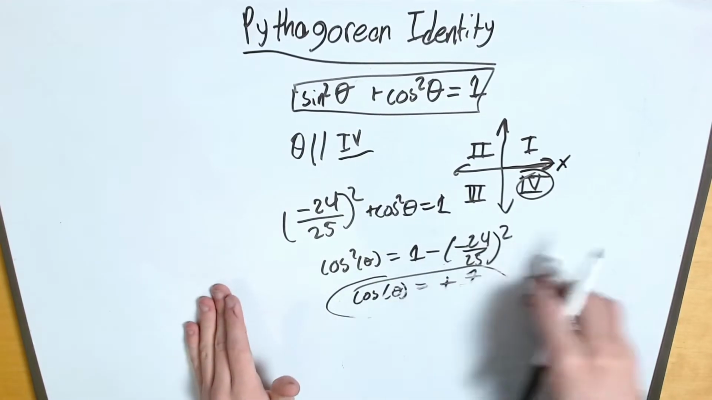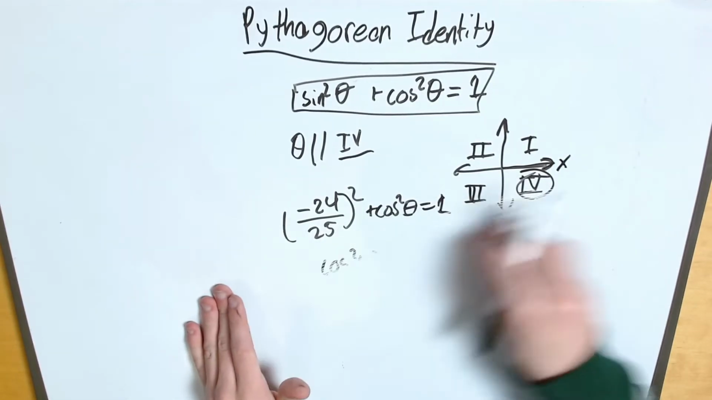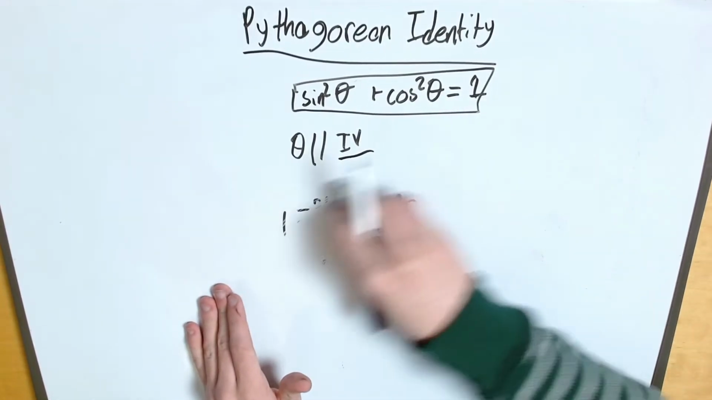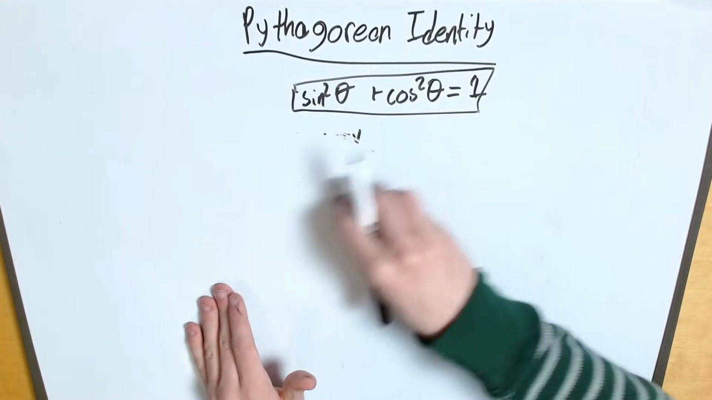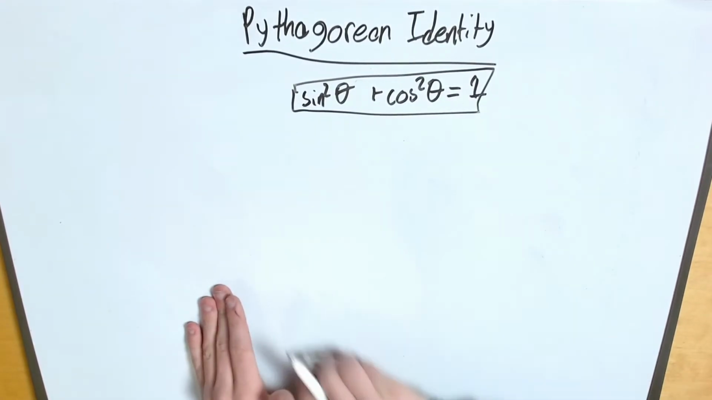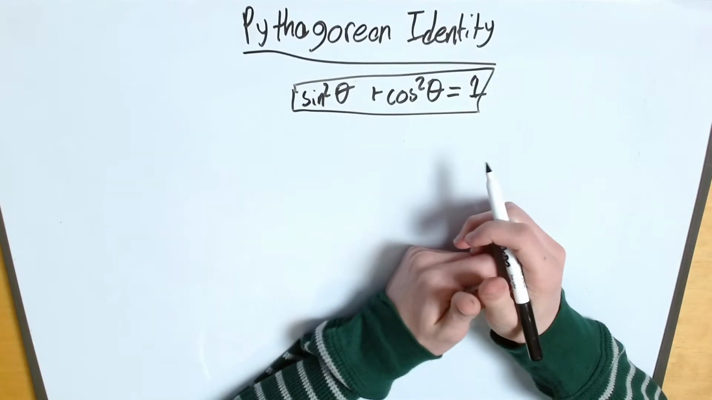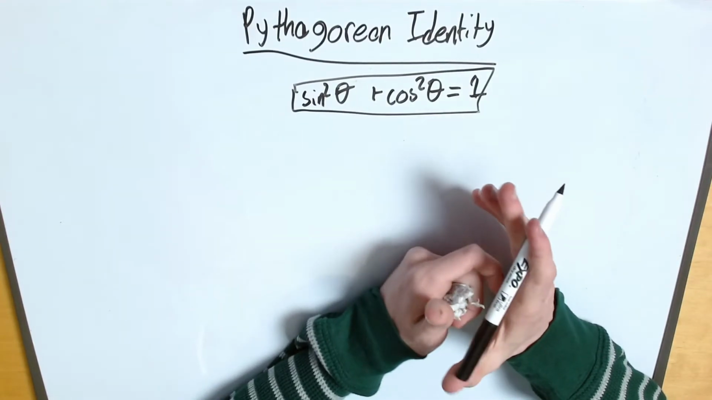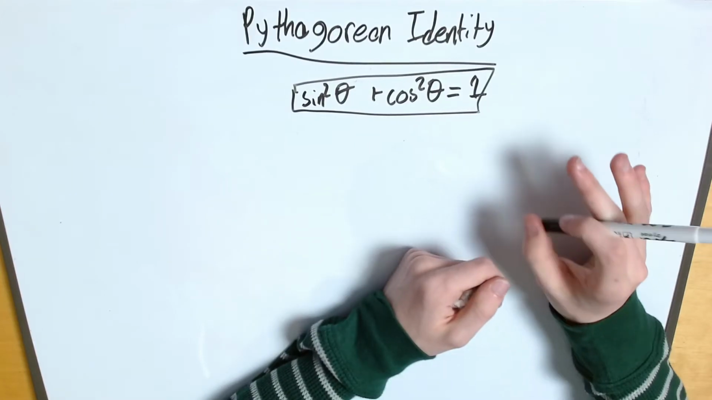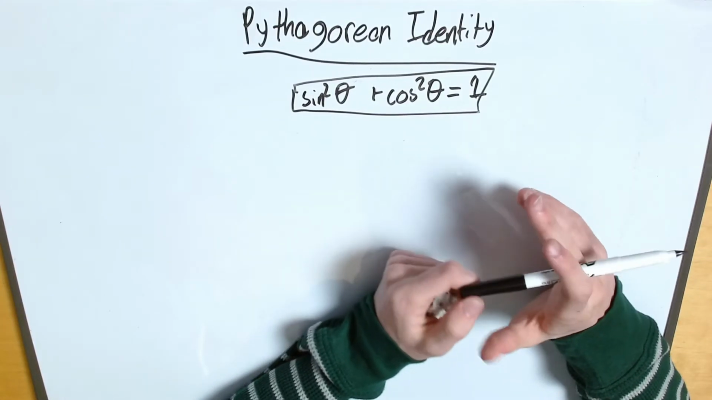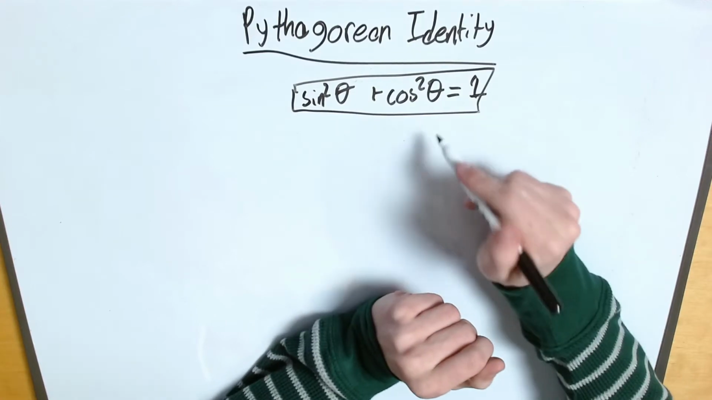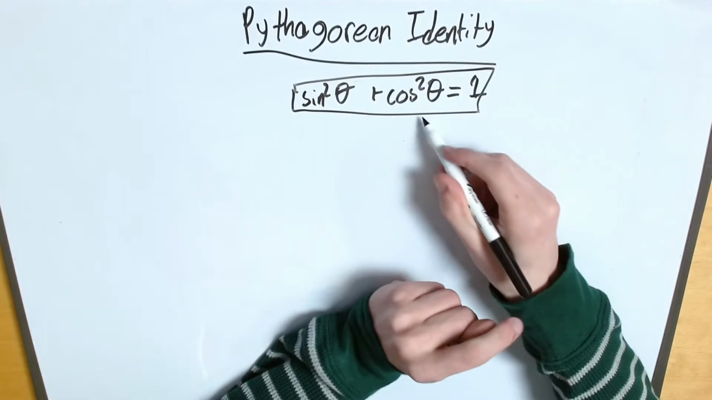And that's where part of the beauty of this Pythagorean identity comes in. We can use what we know about a given trigonometric function value. In this case, sine of theta was negative 24 over 25. And without using a calculator, without using anything that we would need external resources for, just using this equation, we can find the cosine of theta.